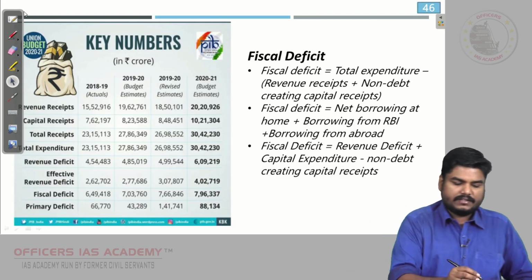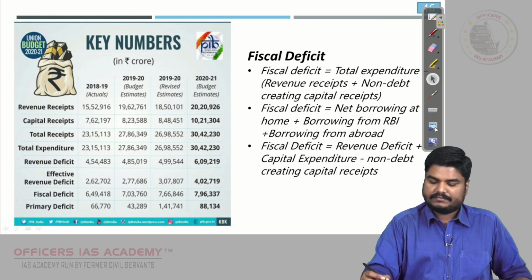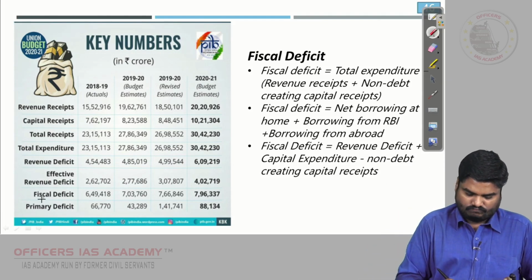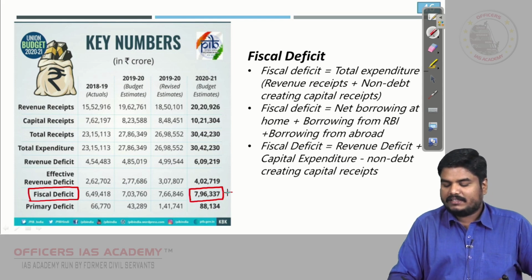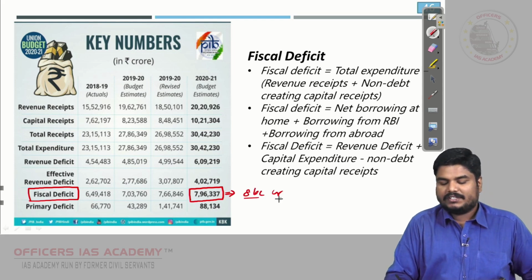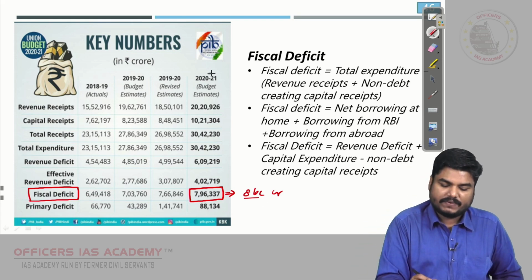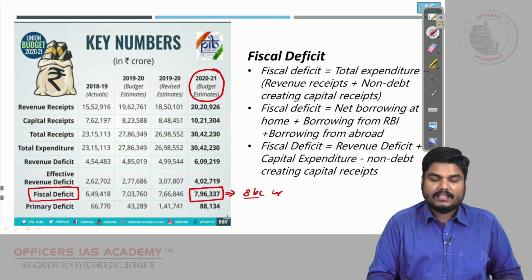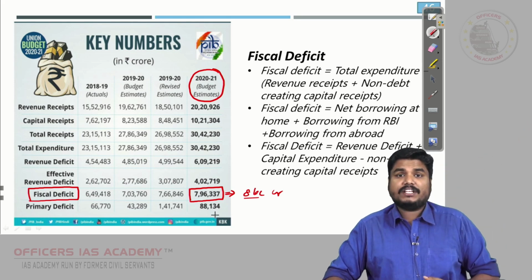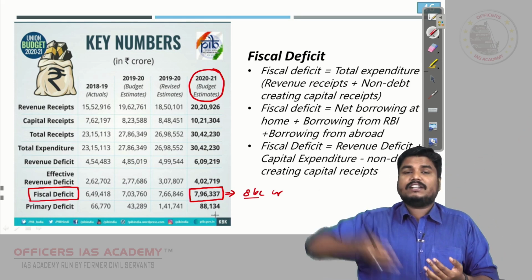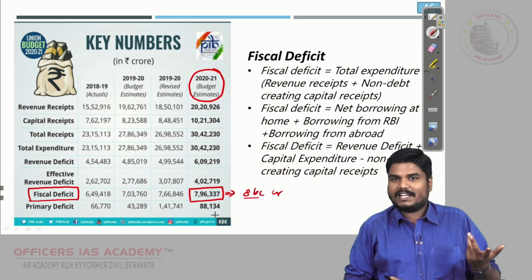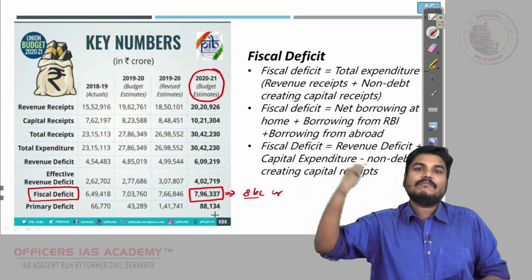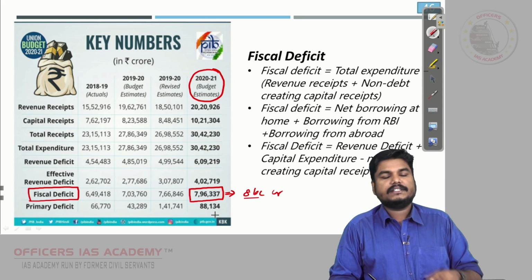Okay. So, look at the figures here. Fiscal deficit 7.96 lakh crores, that is close to 8 lakh crores. So, what does it mean in the previous budget, the 2020-21 budget? Almost 8 lakh crores of fiscal deficit means that much shortage for which the government has no choice other than borrowing. This is fiscal deficit.